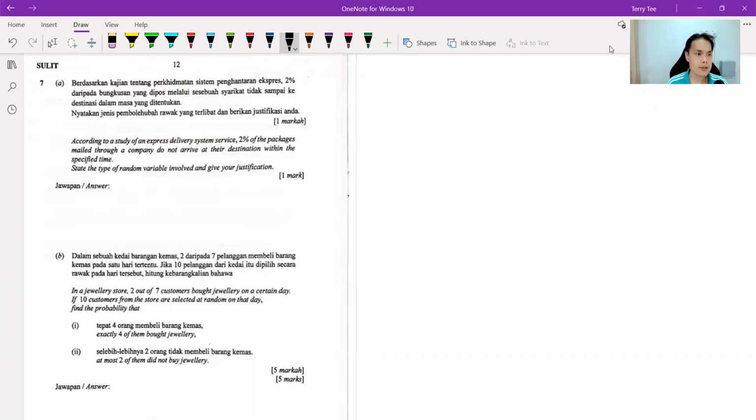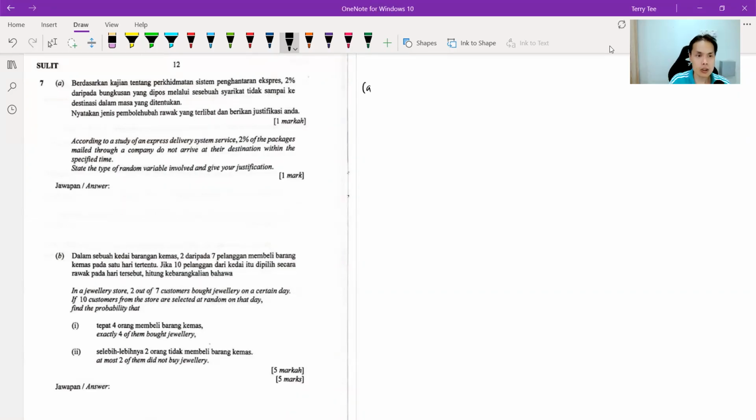Okay, question number 7. According to part A, according to a study of an express delivery system service, 2% of packages mailed through a company do not arrive at their destination within the specified time. So state the type of random variable involved and give your justification. So here's the thing, they ask you for the type of random variable. There are only two types of random variable, discrete random variable versus continuous random variable.